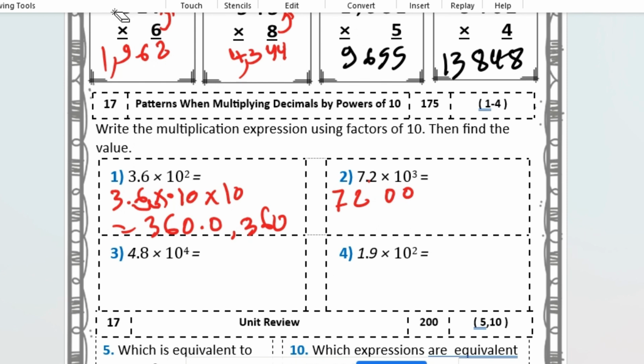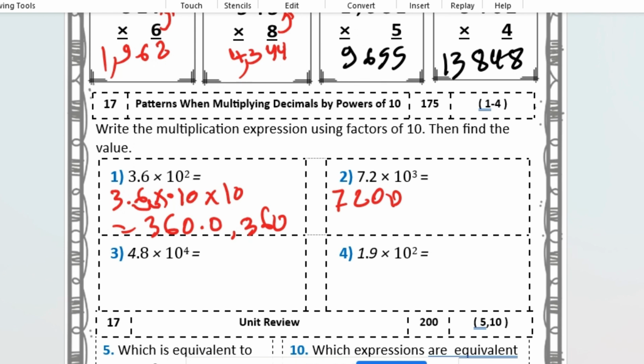The answer is 7,200. An easier way to solve this: here we have how many numbers after the decimal point? We have only one number after the decimal point, and here how many numbers do we have? We have 3. So 3 minus 1 is 2, so we just add 2 zeros without the decimal point. Let's try it here.